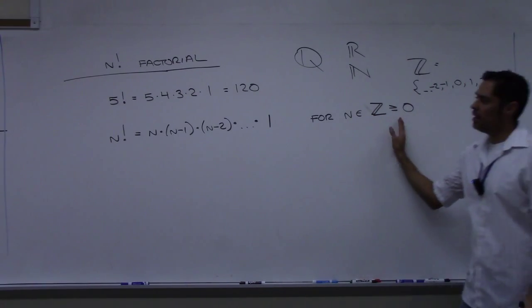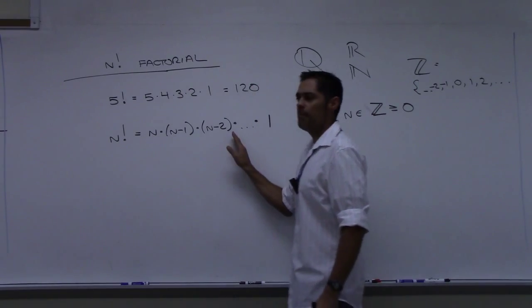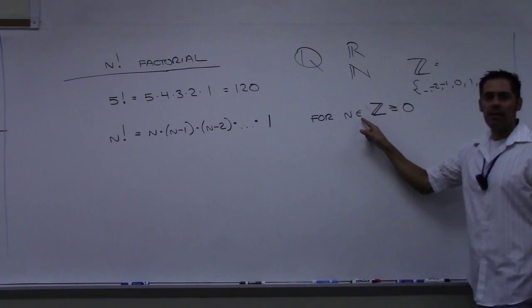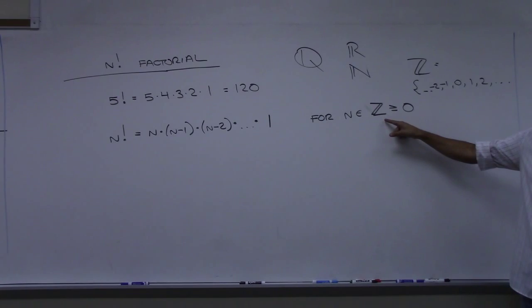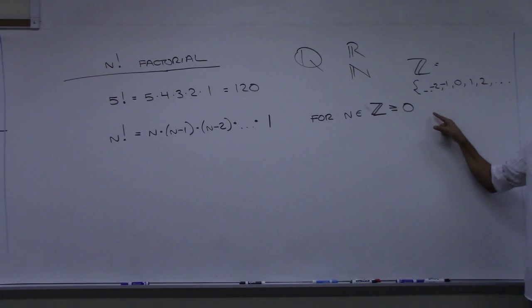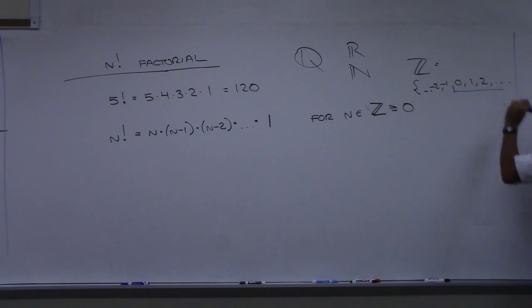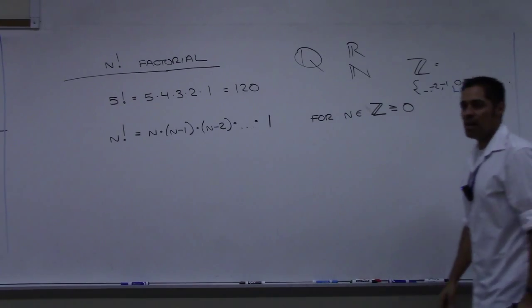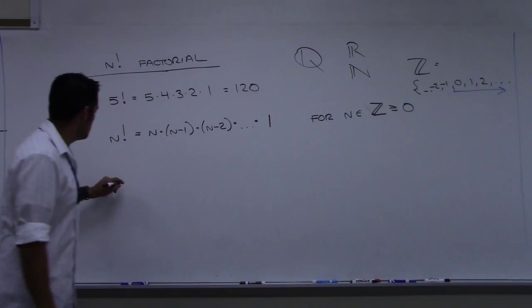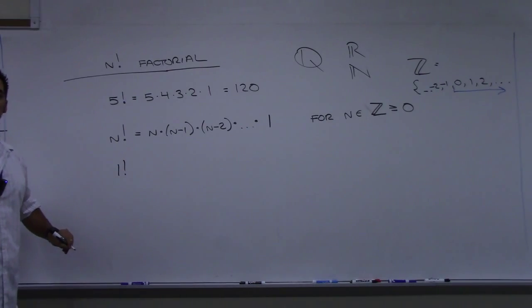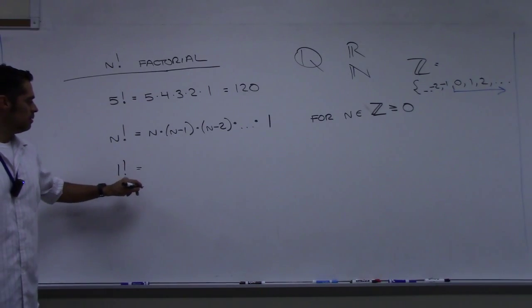So what am I saying here? N factorial is this, as long as what? N comes from the integers that are greater than or equal to 0. That means these guys over here. So it's the natural numbers, isn't it? It's the natural numbers, but 0 also, right? So that means I can actually find out what 1 factorial is. Yes? What's 1 factorial? 1, okay.